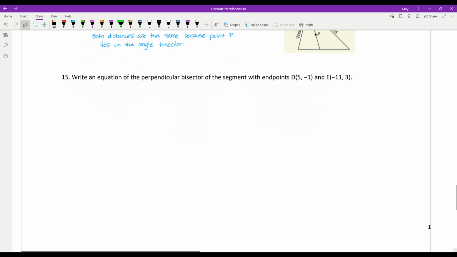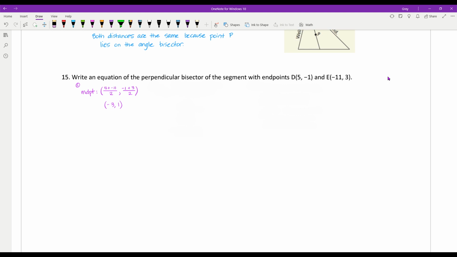All right, last but not least, this is one that starts off your homework. Write an equation of the perpendicular bisector of the segment with endpoints 5, -1 and -11, 3. So this is a 3-step process. Number 1, you want to go find the midpoint. So the midpoint, remember, is I'm going to add up the x's and divide by 2, add up the y's and divide by 2. So I have 5 plus -11 divided by 2, and -1 plus 3 divided by 2. And that becomes -3, 1. So I have the point that my line is going to contain.